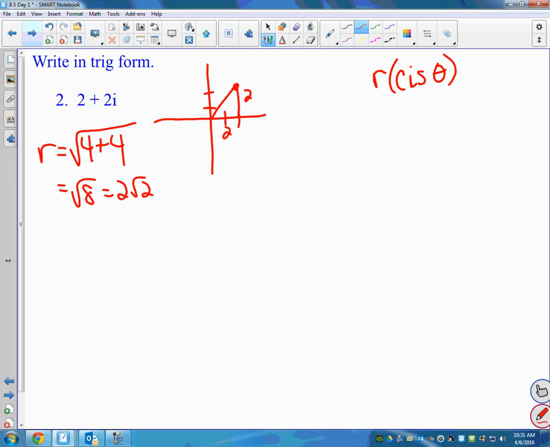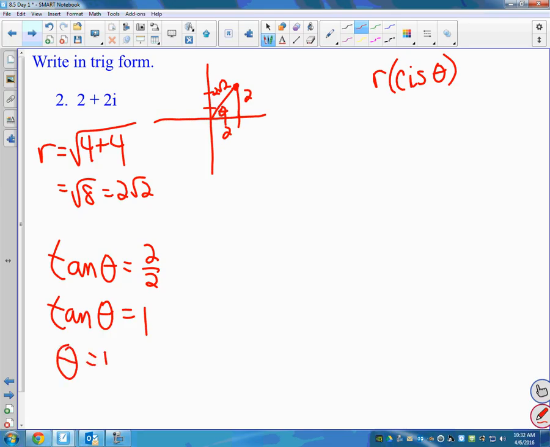But if you didn't know that, all you have to do is set up sine, cosine, or tangent. It doesn't matter. It's your choice. Here's my theta. I know this is 2 radical 2. If I set up tangent of this, tangent of theta would equal 2 over 2. Tangent of theta equals 1. What angle in the first quadrant has a tangent of 1? It's pi fourth or 45 degrees. Usually the directions will tell you, I think, whether to use degrees or radians. I always use radians.